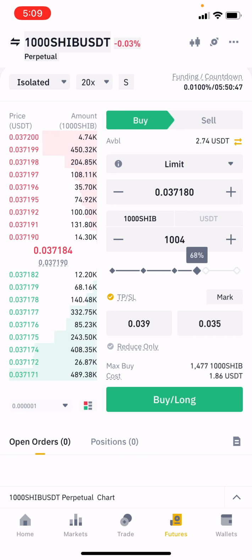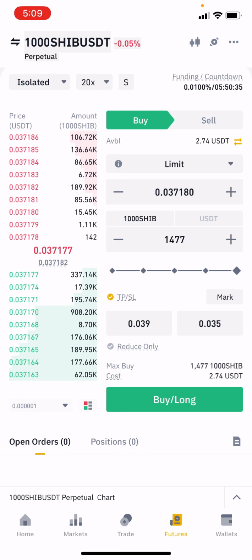Then the amount we want to trade, you just drag this here. If you check down, you see the price is increasing. I'm using everything. I want to use everything. So you can see down now the cost of my trade. Then you click on buy long. Once you click on buy long, the trade will activate.